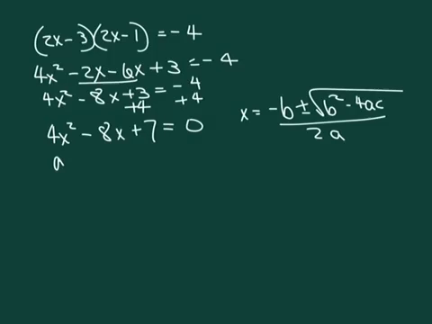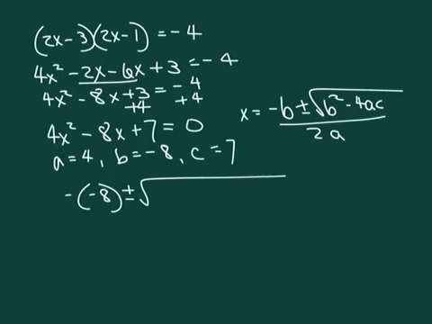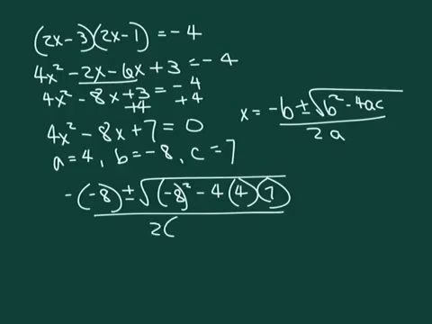All right, so my A is 4, my B is negative 8, and my C is 7. And it's always good to write that out too. So your negative 8 is your B, plus or minus the square root of negative 8 squared, minus 4AC, over 2A. All right, so that's what we need.